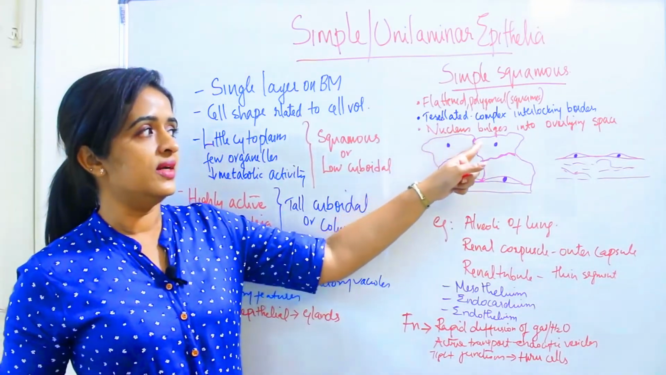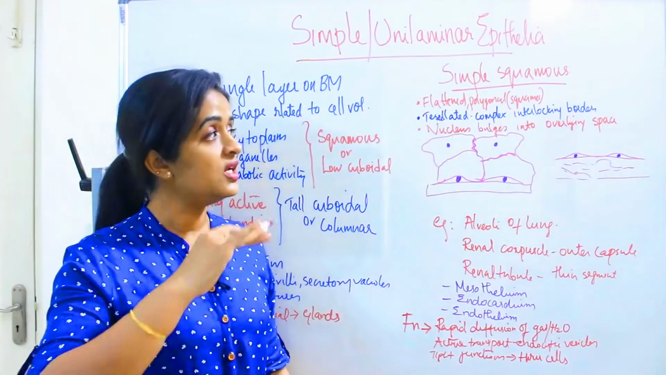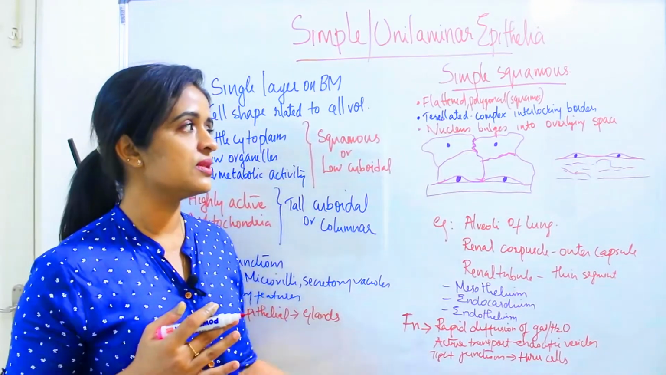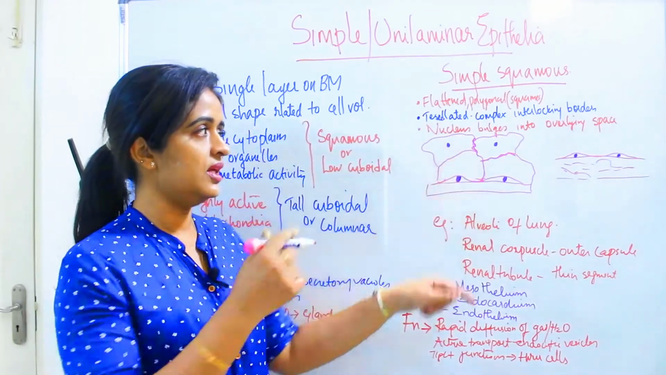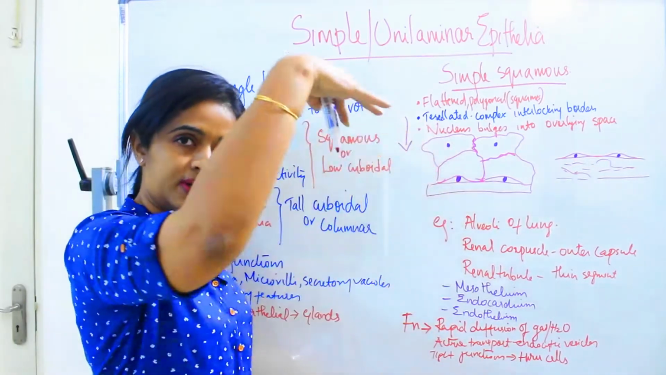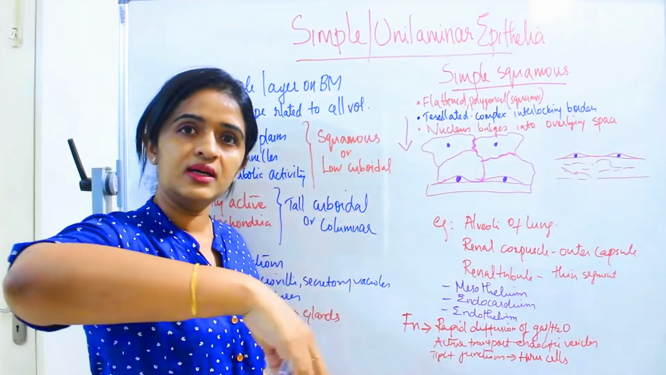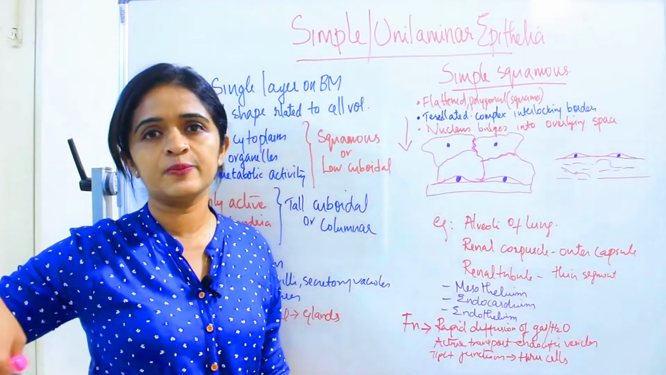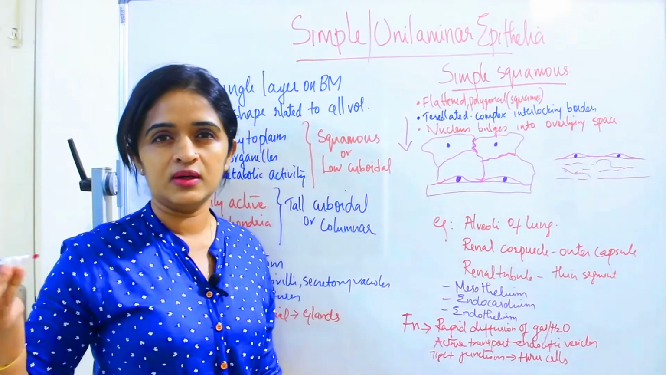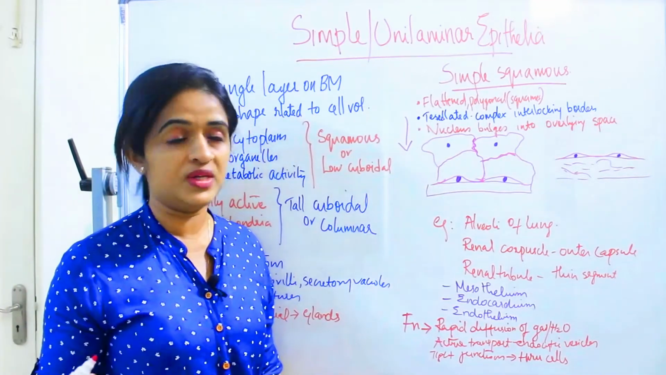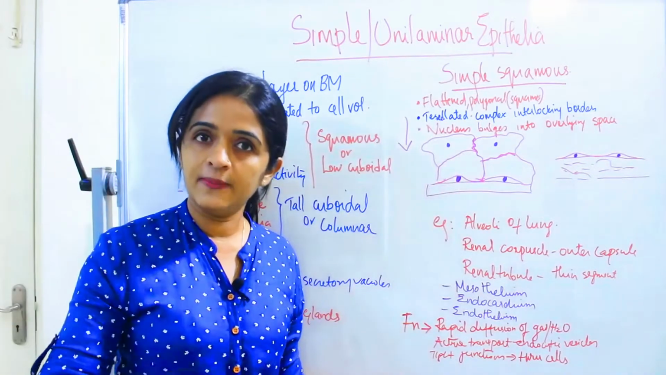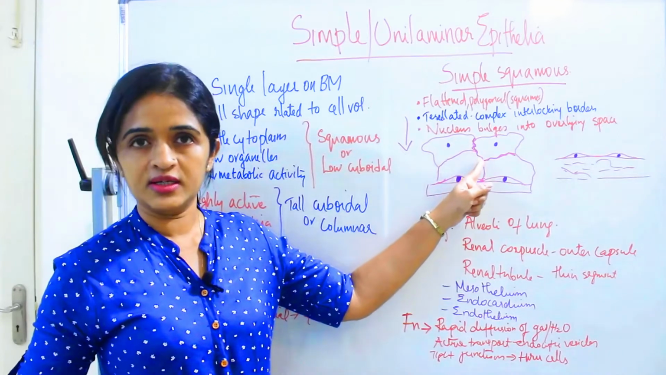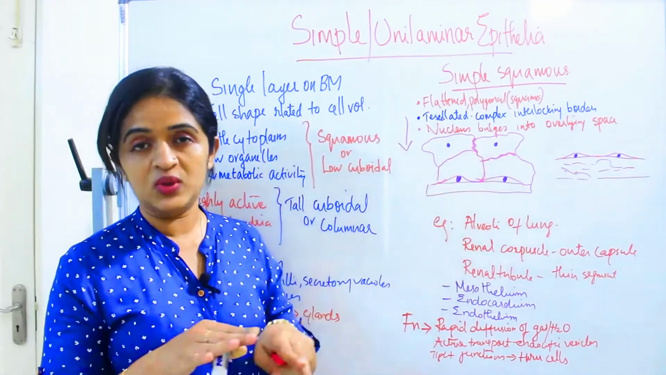Now the third one is that the nucleus is actually bulging into the overlying space. That means you can see that this is the upper view. If you look from above, you can see the cells as flattened cells, just like interlocking cells, which we have on our pavement pathways and all. So if you look from above, the cells are flattened and you can see the interlocking borders between the cells.